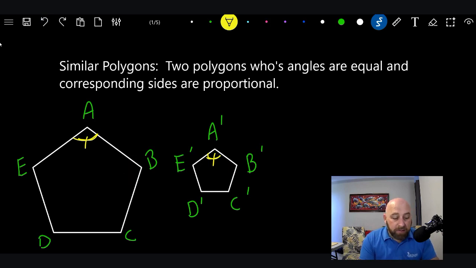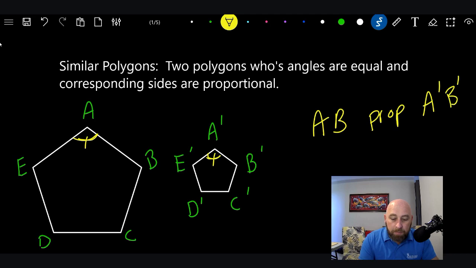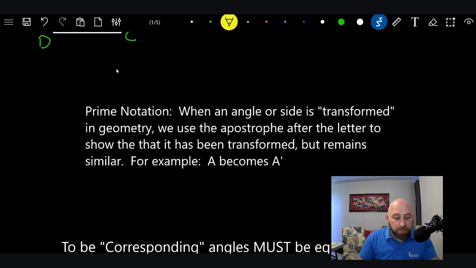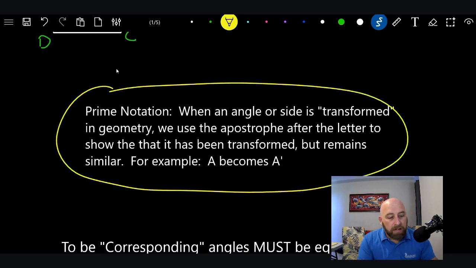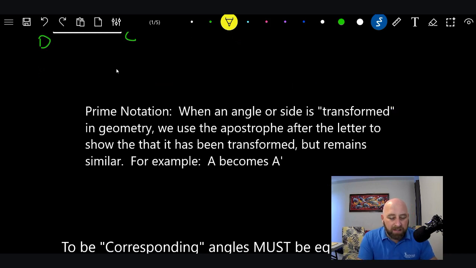The other thing that has to be true is that this side, AB, must be proportional to this one over here. It's called A prime, B prime. And let me scroll down here and show you why we're using A prime and B prime. It's called prime notation, okay? And this is one of the first times that you've seen it. You've kind of seen it a little bit throughout the book, but this is the first time where really it's important. Prime notation is when an angle or side is transformed.